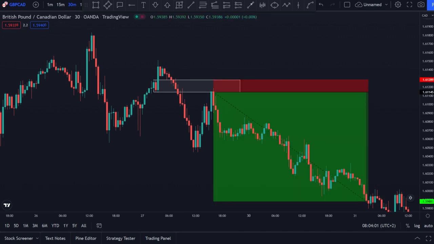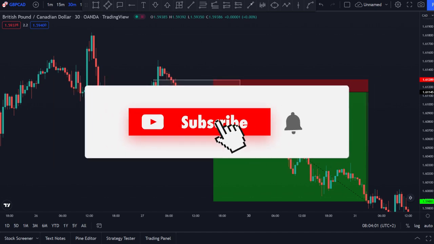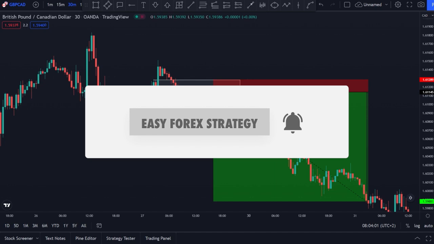Our sell setup will look something like this. If you are an OG of this channel, I'm sure you already know that in this channel we use only the smallest stop loss with some insane entry strategies. But if you are not an OG, please consider subscribing to the channel because there are more sniping strategies coming in the future.